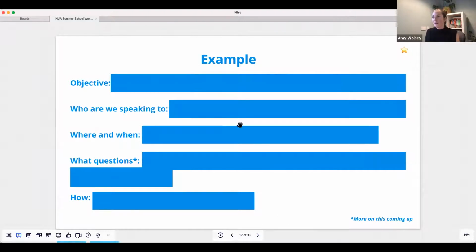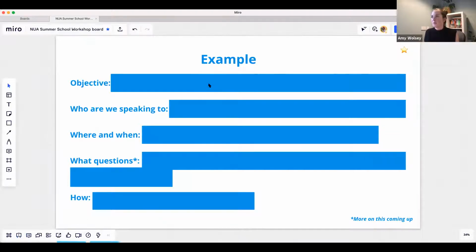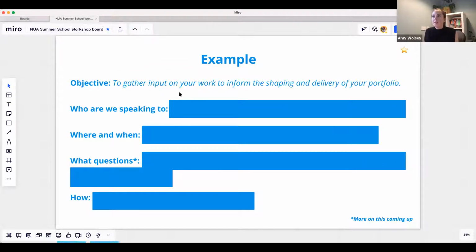So what we're going to do is a little bit of an activity together. And I'll just come out of presenter mode to make sure that I can, first of all, reveal the objective. So what I would like us to do for this is to get some suggestions for these different areas of planning guerrilla research. So let's say that our objective is to gather input on your work to inform the shaping and delivery of your portfolio. So I'm pulling together a portfolio to submit to, say, university, or something like that.